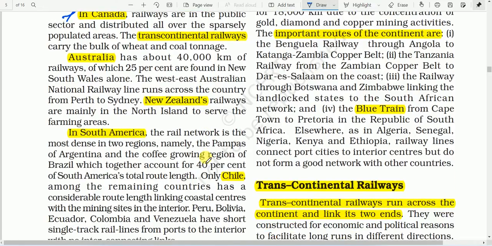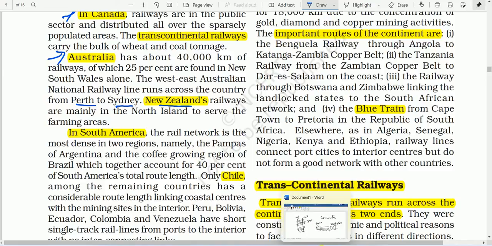Then in Australia, there are about 40,000 kilometers of railways, of which 25% are found in New South Wales alone. The West East Australian National Railway line runs across the country from Perth to Sydney, and New Zealand's railways are mainly in North Island to serve the farming areas. So maximum concentration of railways in Australia is in New South Wales, about 25%.